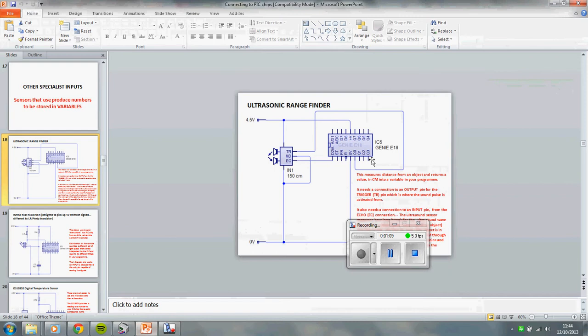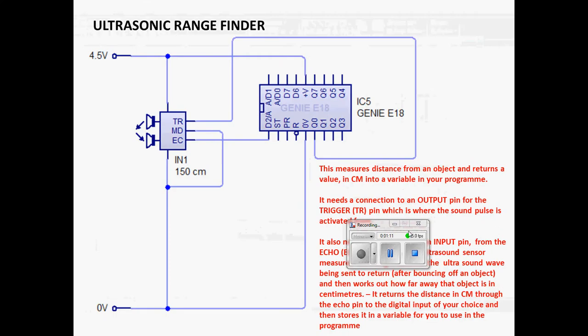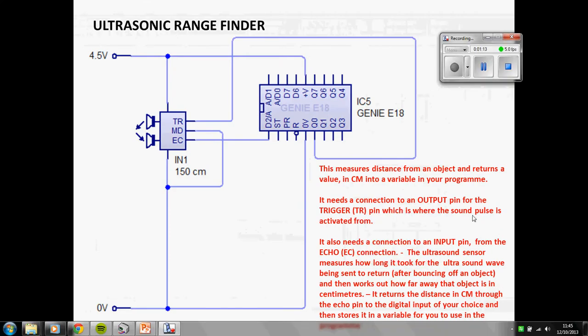Now just while we're on that note, it's worth knowing how these ultrasonic rangefinders work. It does explain it here, but although it's a sensor and you'd think you just hook that up to an input, it actually needs a connection to an output on your PIC chip as well. So this one called TR stands for trigger, and the one called EC stands for echo.